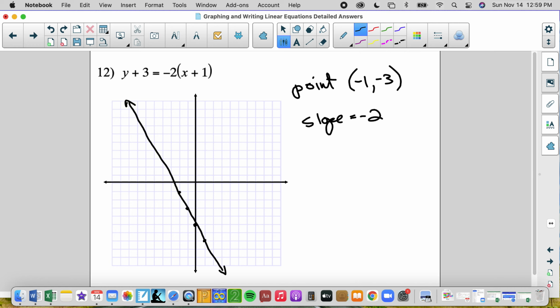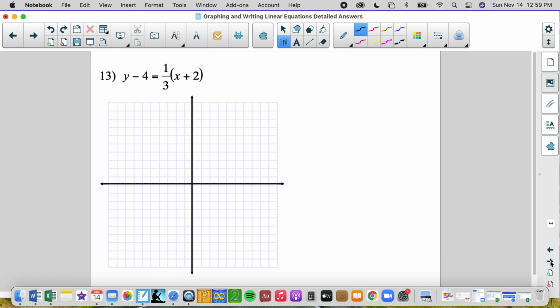Connect those dots, put the arrows. We have the point. That coordinate is going to be negative 2, negative 1. This is going to be negative 1, negative 3. This is going to be 0, negative 5. This is going to be 1, negative 7. 1, 2, 3, 4, 5, 6, 7. Just double checking, and that's good.